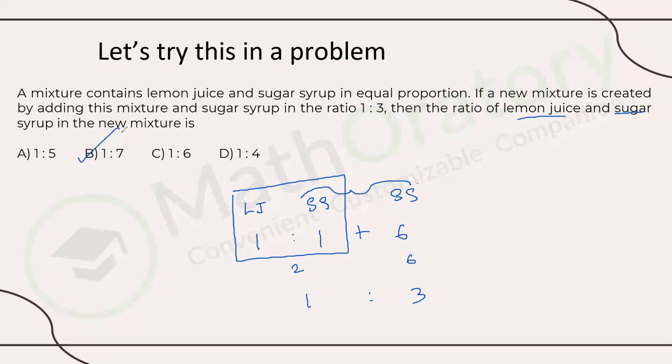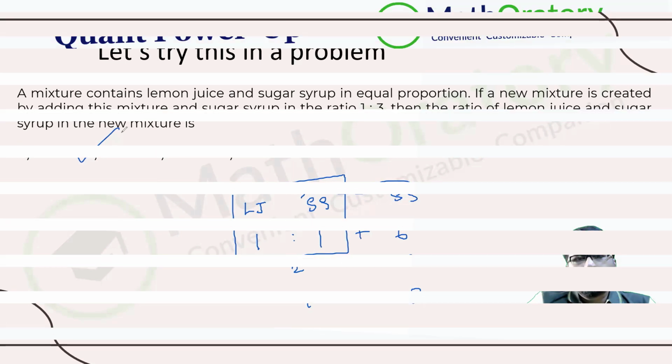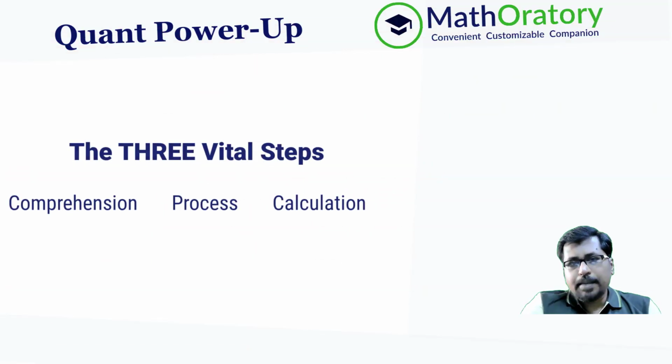So whenever we are solving a problem, there are 3 steps: comprehension, not only reading it properly, but understanding what information there is and what the objective is; getting the right approach, depending on the question, depending on the objective; and finally calculating it appropriately. So going forward, consciously practice these steps in every QA problem.